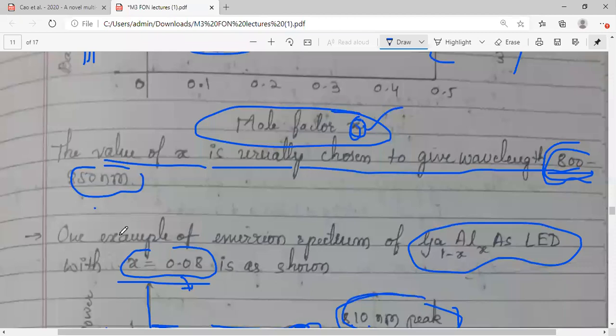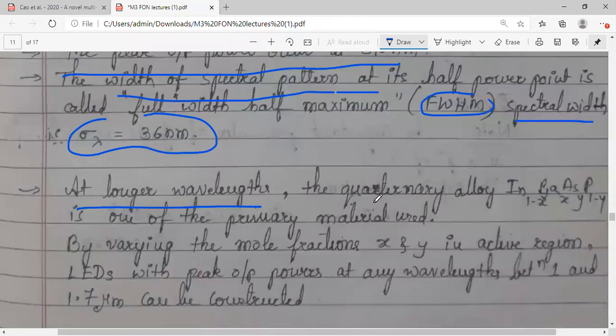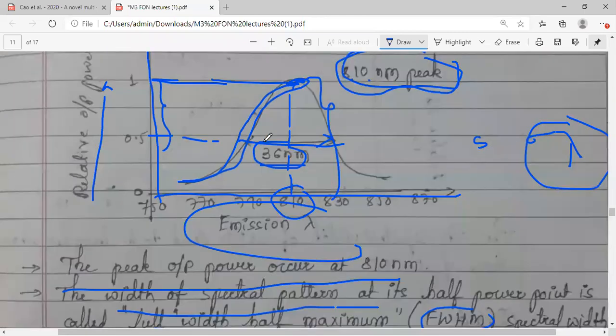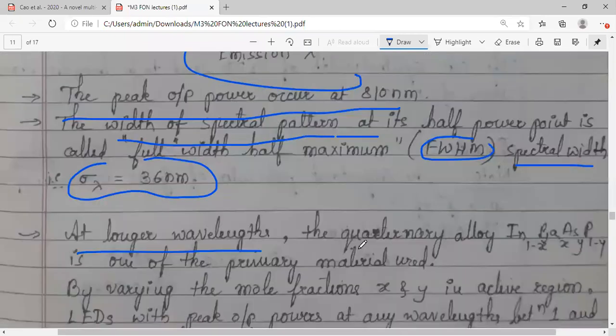Now, talking about much longer wavelengths. At that time, the material we used here was gallium aluminum arsenide. Okay, that is a ternary compound, but here you can see we have used a quaternary alloy. Okay, how many? Four elements are involved: In, Ga, As, and P. Okay, four different elements are involved here. So for higher wavelengths, this is the preferable material.